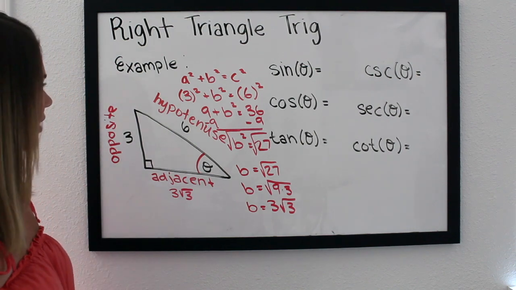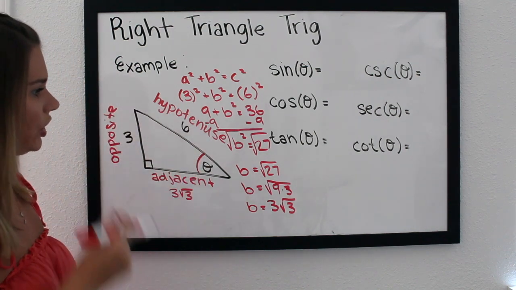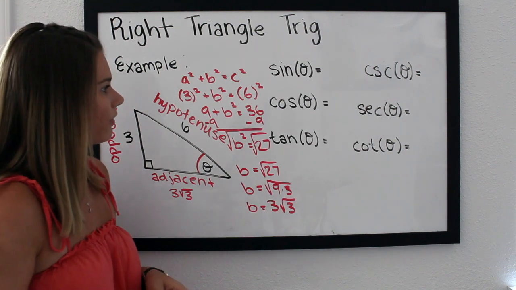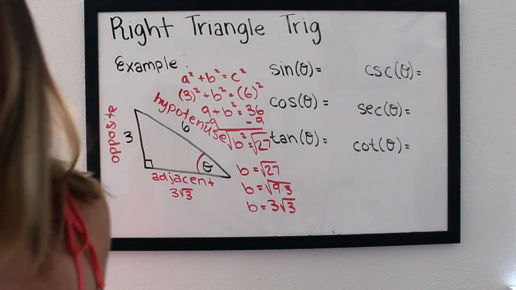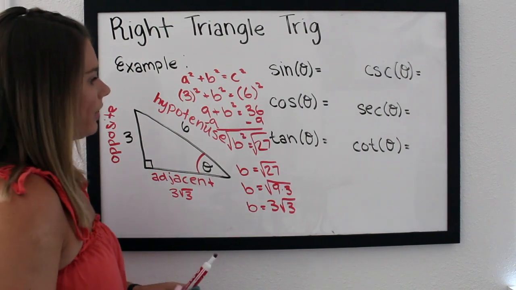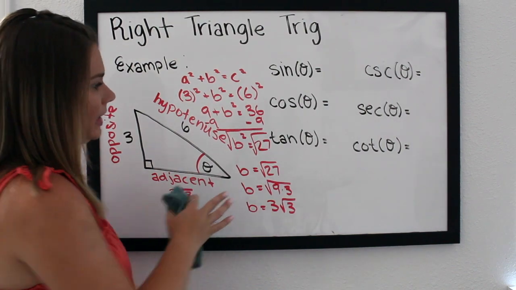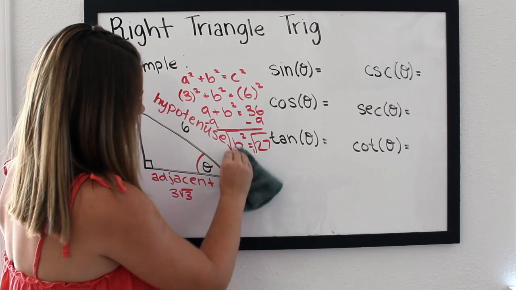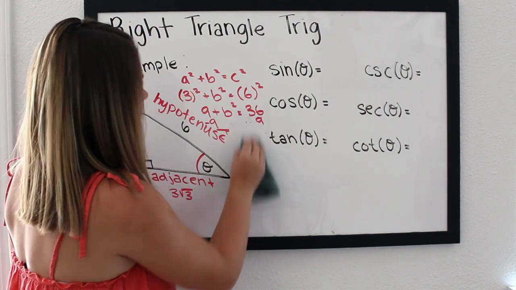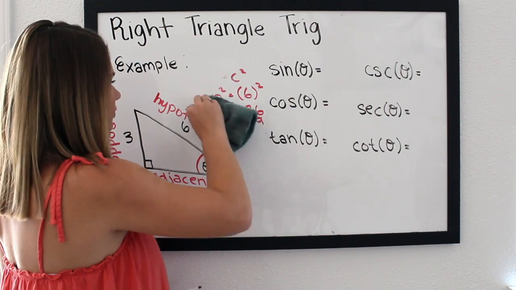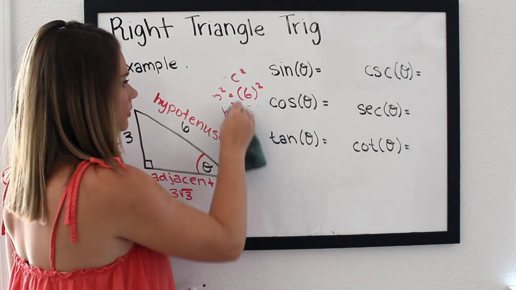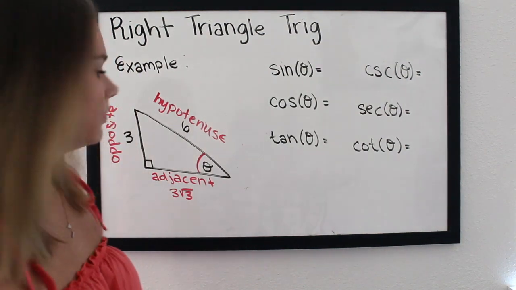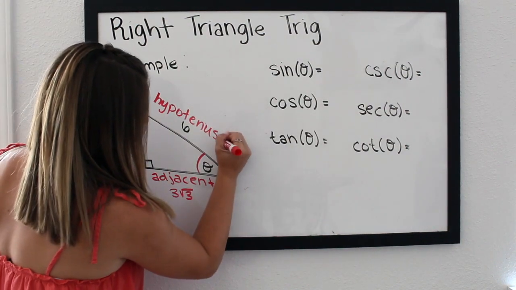So now I can actually find all of my trig ratios. Just to clean this up a little bit and give myself a little bit of room, I'm going to erase the work that I did for the Pythagorean theorem. If you really want to see this, you can always pause the video back when I did that. And I messed up my E.